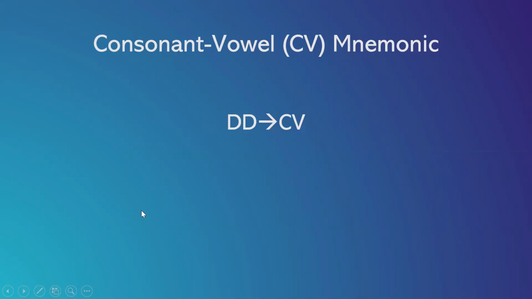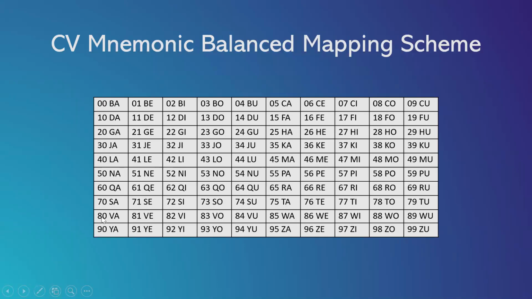So the way we do it is, if you have a long number, you break it up into chunks of two-digit numbers. And for each of those two-digit numbers, you find a combination of a consonant and a vowel, or we call this a CV combination. And the way you do this is with a mapping scheme.